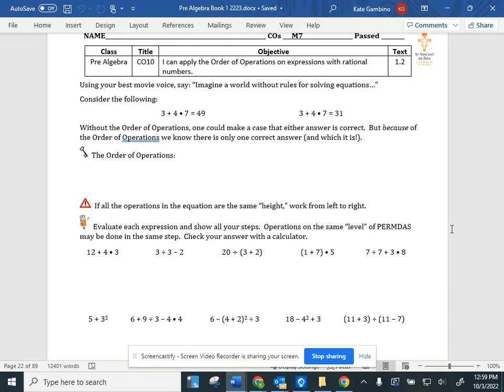And it's super easy to read a math equation the same way we read our sentences, to go from left to right. 3 plus 4 is 7, and then times 7 equals that 49. We're reading from left to right. That would be if we don't have any rules and we just go straight left to right. But we know that the order of operations is important, because without the order of operations, we could say, oh yeah, reading left to right, that works. But because of the order of operations, we know there's only one correct answer.